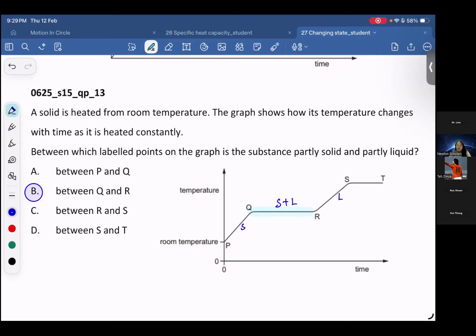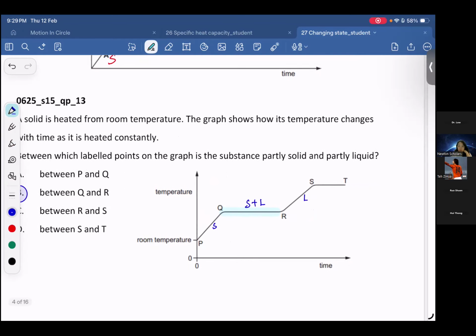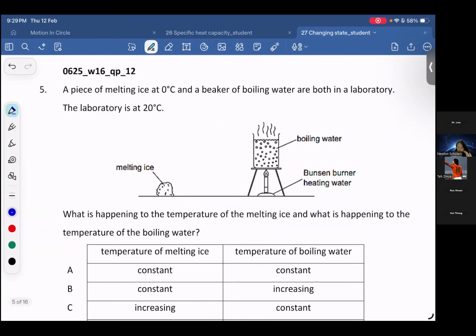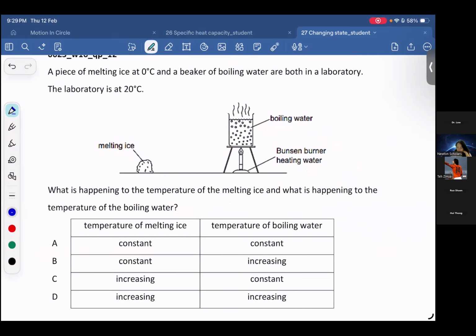Okay, we go to the next question. Zihua, okay. Question number 5. So I move to question number 5. 3, 2, 1. Okay, let's go. A piece of melting ice at 0 degrees Celsius and a beaker of boiling water are both in the lab. The lab is at 20 degrees Celsius. What is happening to the temperature of melting ice and what happens to the temperature of boiling water? What do you think?